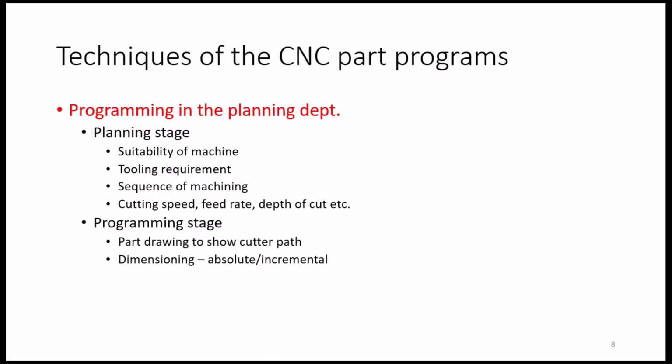First of all is programming in the planning department. The planning department is where all the board members are sitting. They are planning how we can do this operation or how we can produce this kind of product. So they discuss it and this programming is done. In a planning department there are 2 stages, the planning stage and the programming stage. So what do we plan in the planning stage? The suitability of the machine: whichever product you are going to produce, whether you have the machines or not, that is called suitability.